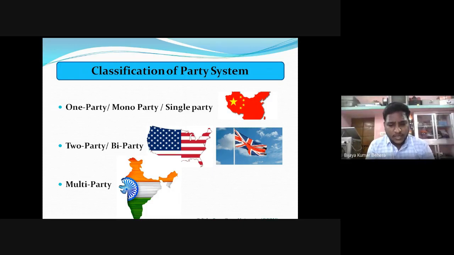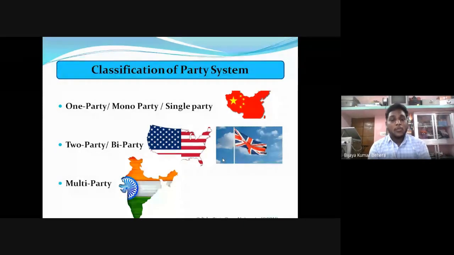The next one is that it is a responsible government, because in a multi-party system the party becomes more responsible, because the people elect a party or representative. It is also a flexible government. In comparison to a one-party system, the multi-party system is more flexible, because the people have choices.